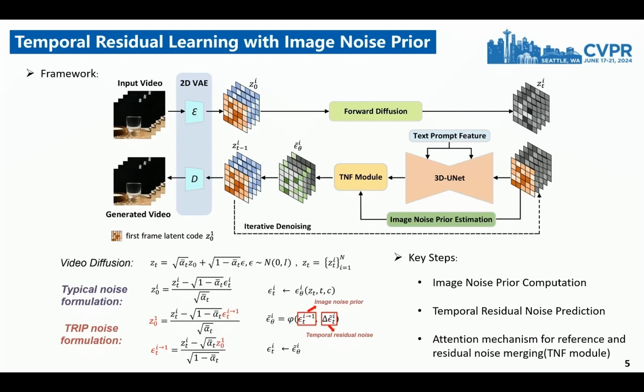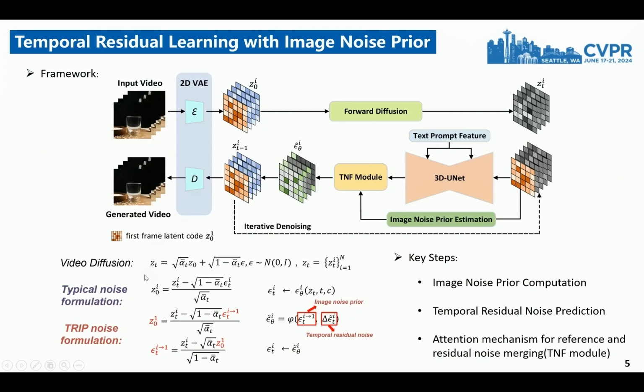This is our network architecture. TRIP performs the residual-like noise prediction along two pathways, namely the shortcut path and the residual path. The shortcut path computes the image-noise-prior as a reference noise, and the residual path uses 3D-UNet to predict the residual noise with reference to the image-noise-prior. By dynamically merging the reference and residual noise via a TNF module, the final noise vector for video denoising is attained. Here is the calculation process for the image-noise pair.